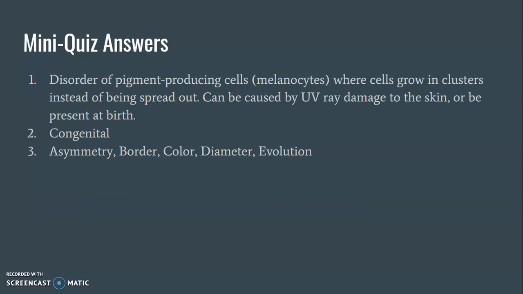Okay, and here are our answers. Number one, these occur because of a disorder of melanocytes, where the cells grow in clusters and can be caused by UV rays or just be present at birth. Our second one is that congenital nevi are present at birth. And our third is asymmetry, border, color, diameter, and evolution. So good job if you got those all right.